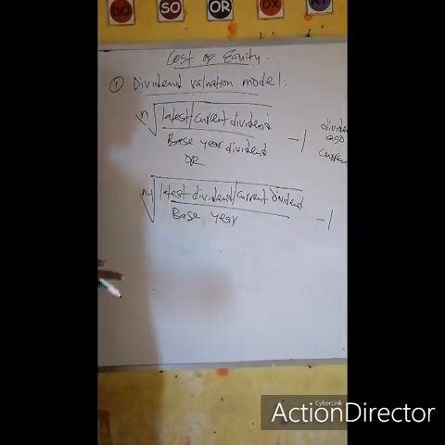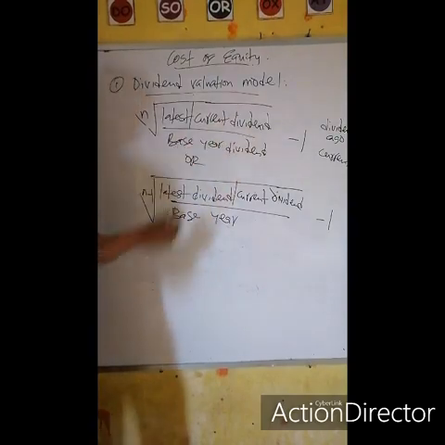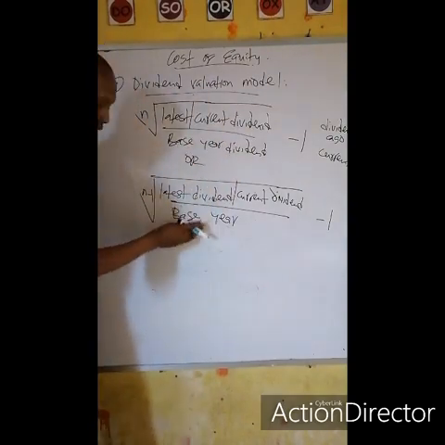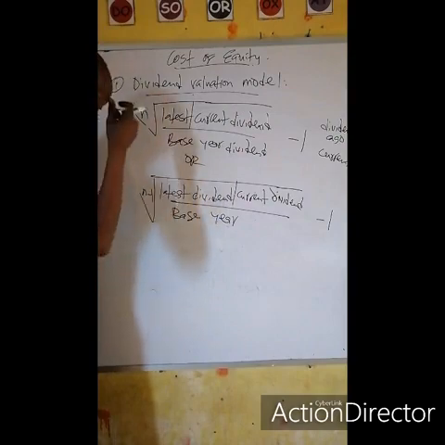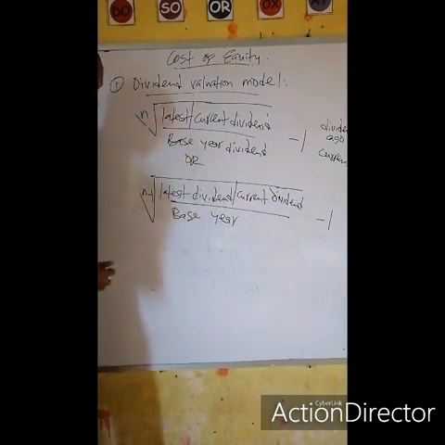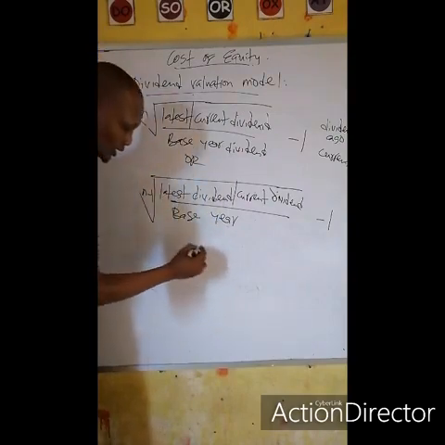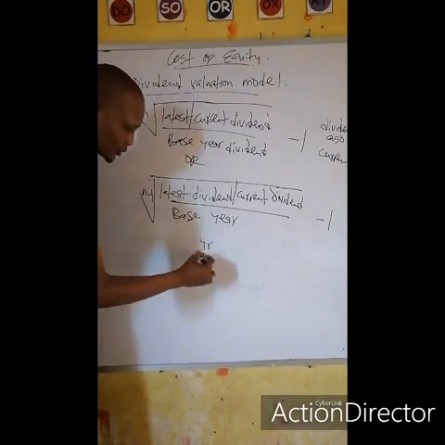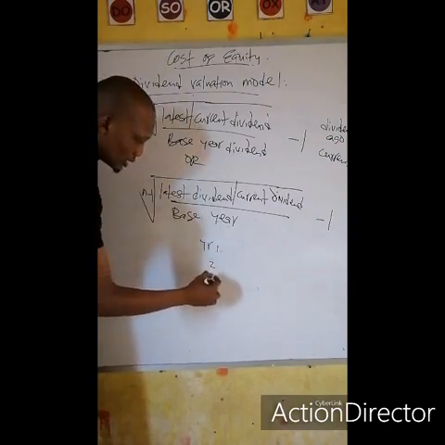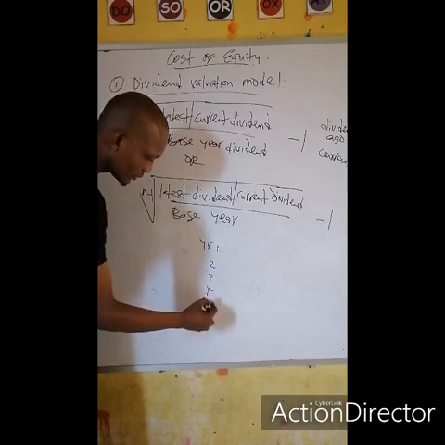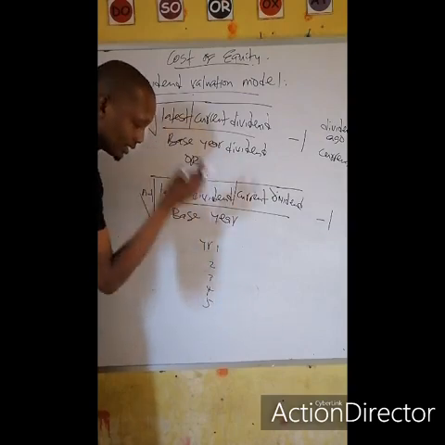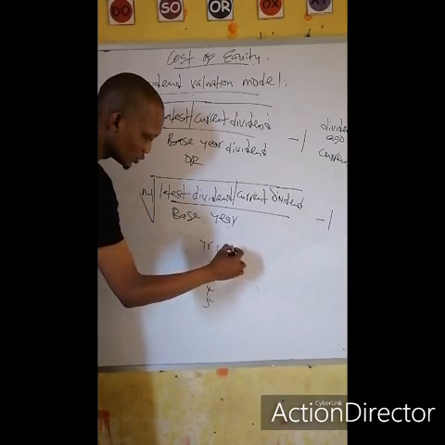But in a case where we are not given it in this form, and we are given the dividend paid in a tabular form, let's say dividend paid over 5 years: year 1, year 2, year 3, year 4, year 5. The dividend paid in year 1 was 20 kobo.